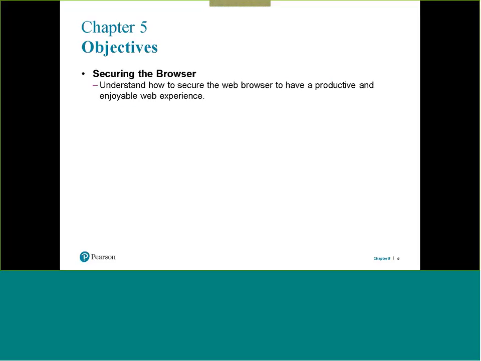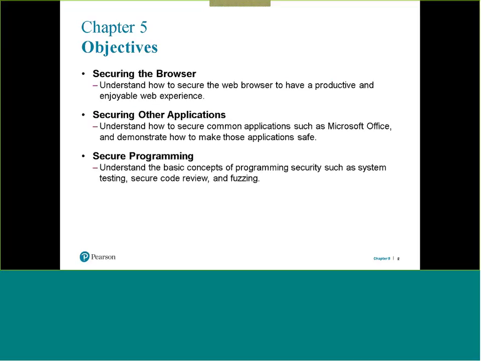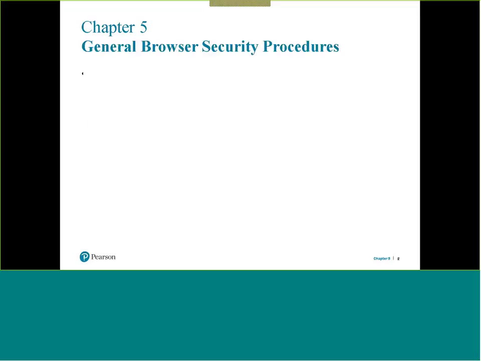Like if they click on something and it's an invalid certificate, not to hit accept and go on through it and things like that. We'll talk a little bit about securing other apps. And then we'll talk just a little bit about secure programming. Now, some of you, based on what your major is, I assume most of y'all are probably networking and security, but we do have a secure programming class that you may or may not take later if you're really interested in coding.